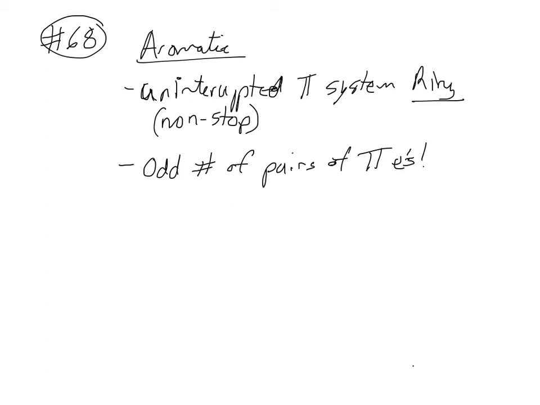So let's look at the answers. Are they all rings? Yep. So that doesn't help. Are they all uninterrupted pi systems? Is everything sp2 or sp hybridized? Yep, they're all sp2 or sp hybridized. They all have p orbitals, so we can check that off. And now we've got to look for the odd number of pairs.